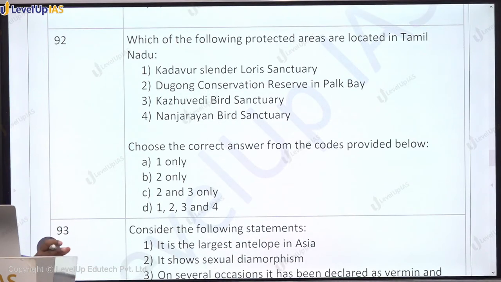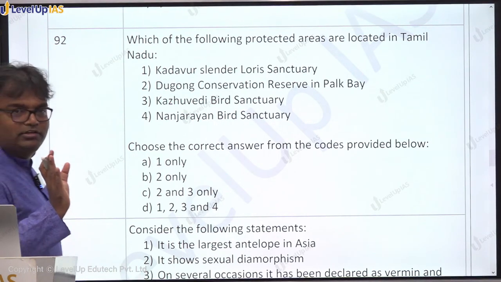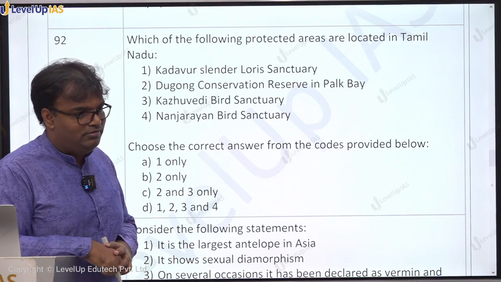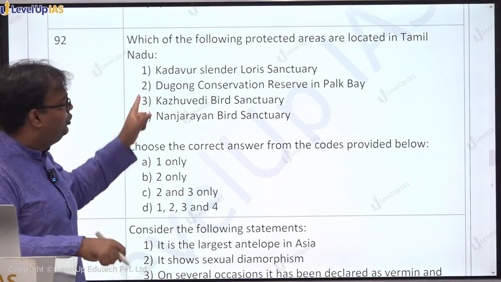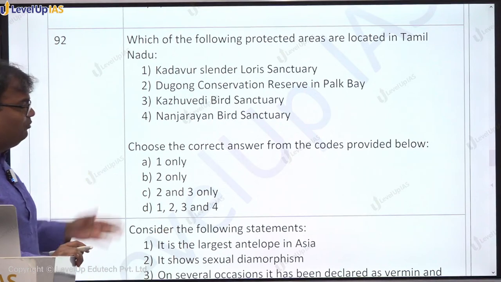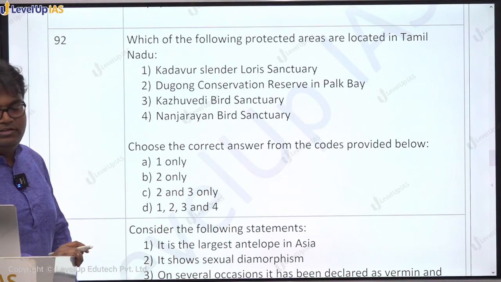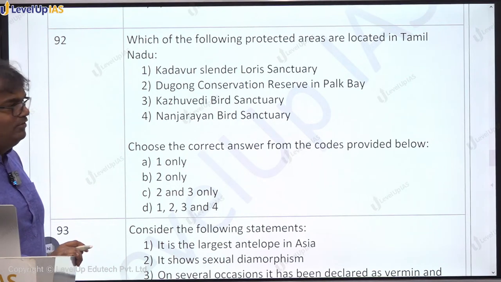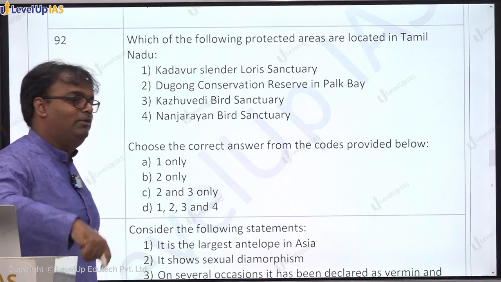Which of the following protected areas are located in Tamil Nadu? Kadavur Slender Loris Sanctuary तो अभी अभी बना है, तमिलनाडु में ही बना है. कडवूर अभी भी बना है ये स्लेंडर लॉरिस सेंचुरी, we had covered it in class. तो 1 तो correct है ही, Dugong Conservation Reserve in Palk Bay, Palk Bay वो भी तमिलनाडु में. 2 भी correct है, क्या हो गया, सब हो गए 1 और 2 साथ में. D, कैसे गलती करते हो, कैसे लगा तुम्हें, कह रहा है बताओ फिर.